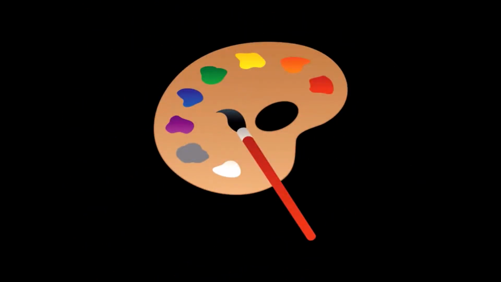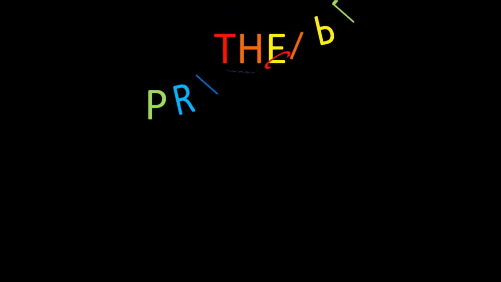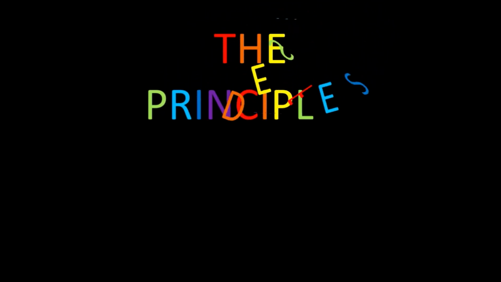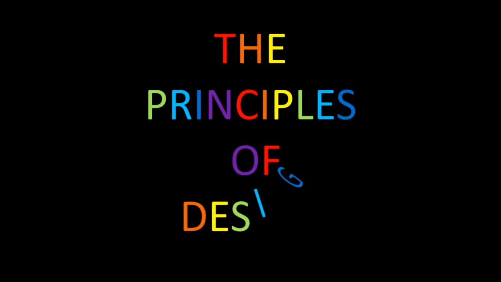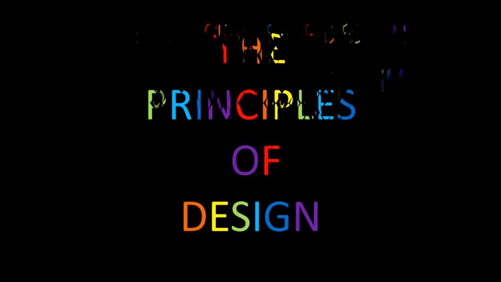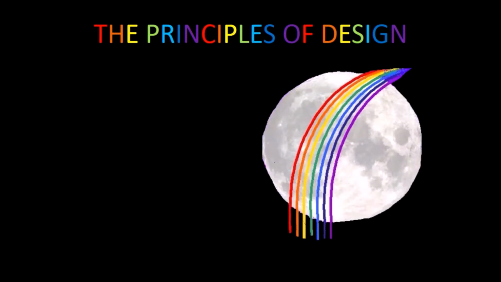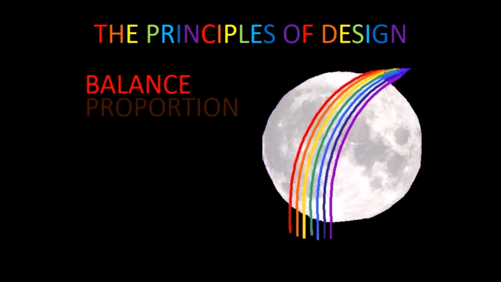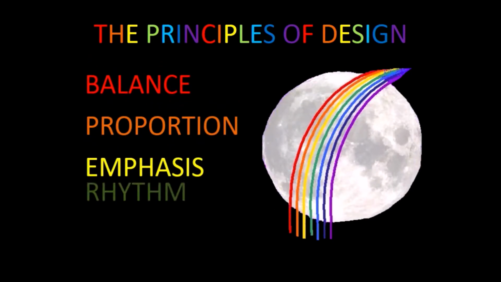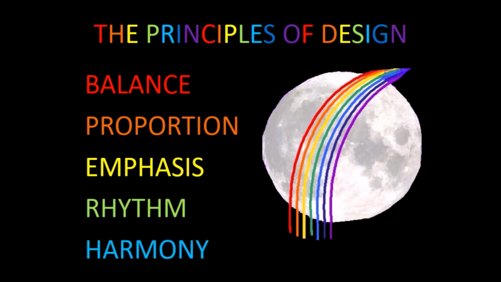Having examined the material elements, now we'll examine the forms and what makes art well done in the principles of visual design. The principles of design are balance, proportion, emphasis, rhythm, and harmony.